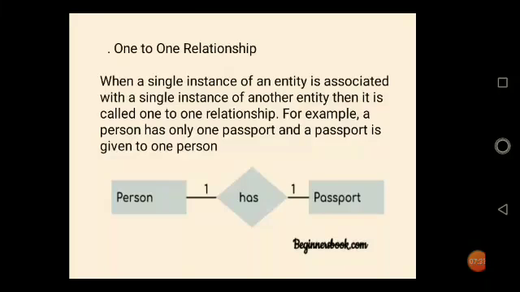Here in this example, one person has only one passport, and that passport number cannot be used by another, so it is unique for them. Okay, so one person has one passport, one person has one license number, so that is called a one-to-one relationship. This person entity is having a one-to-one relationship with the passport entity.